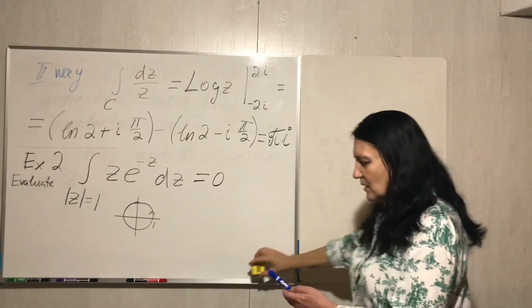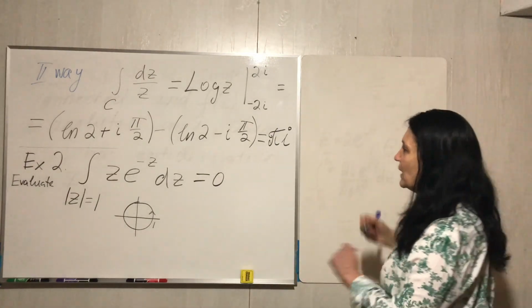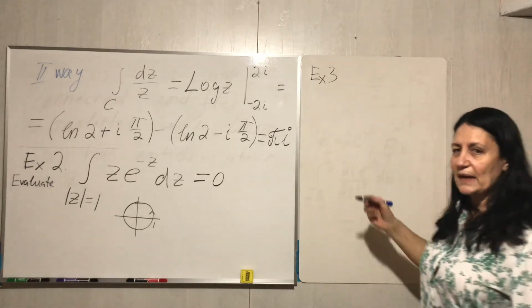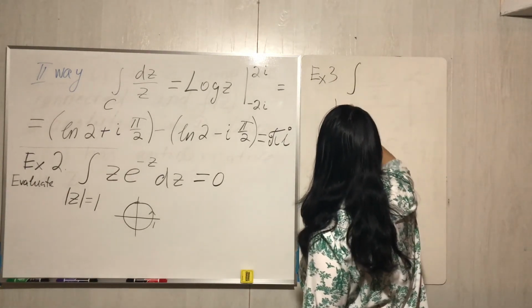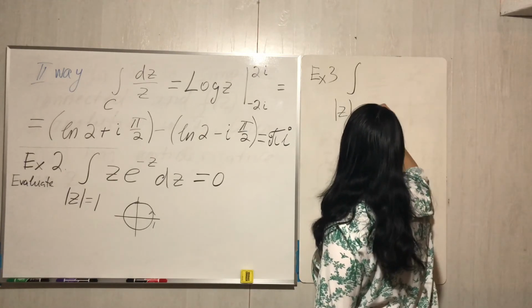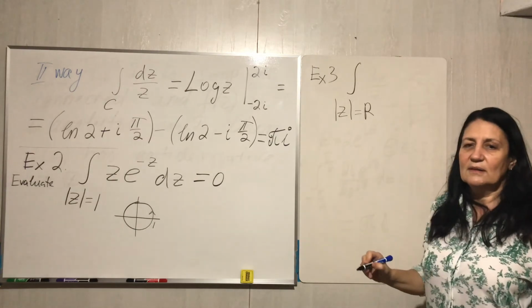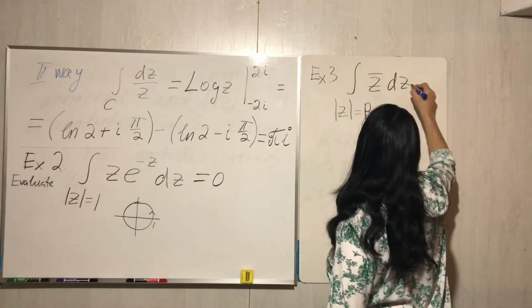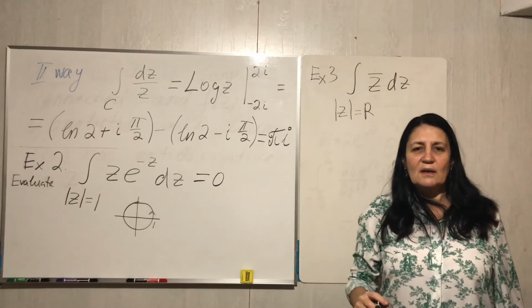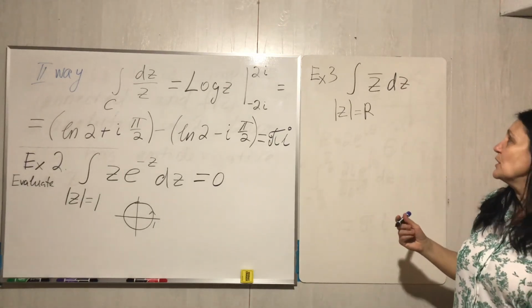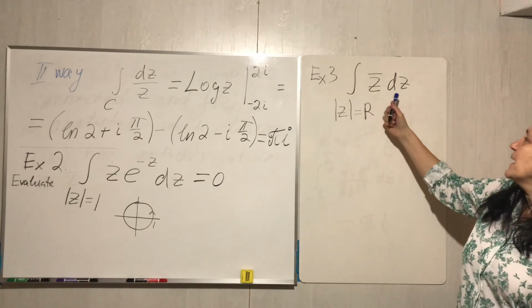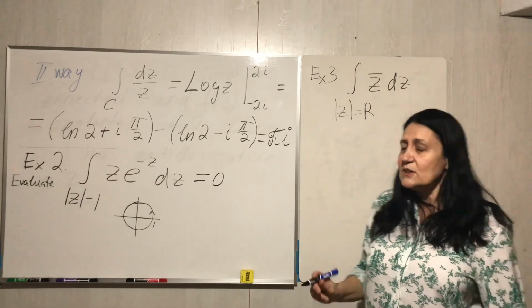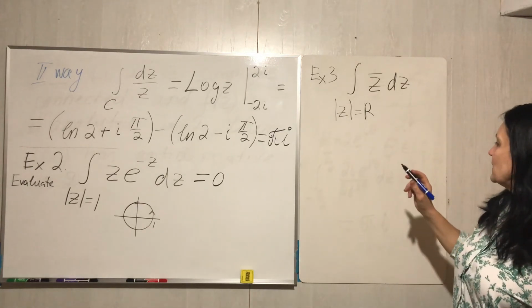And compare with this example. So again, evaluate. This would be example 3. Evaluate the following integral. Let's take the integral along some circle with radius r, traced in a positive direction, of z bar dz. The first question would be whether or not this integral equals 0. And here we cannot expect 0 because z bar is not an analytic function. Since it is not an analytic function, we do not expect 0 here.